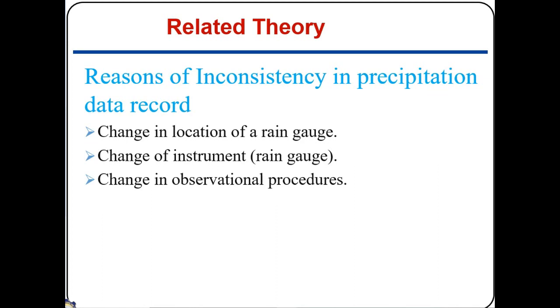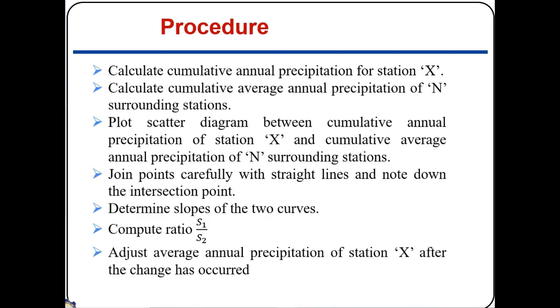Change in the observational procedure. So previously the observations were taken with a different procedure, with a different equation maybe, and now the way of observing is changed, so that previously it was wrong, now it's correct. It depends. So that can lead to inconsistent data at a gauging station.